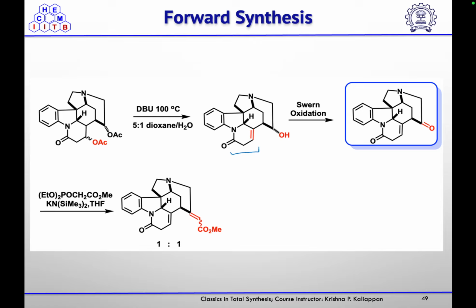Then the alcohol they oxidized using Swern oxidation conditions to get the corresponding ketone, which on reaction with this stabilized Wittig salt gave the corresponding alpha,beta-unsaturated ester in a 1 to 1 ratio.